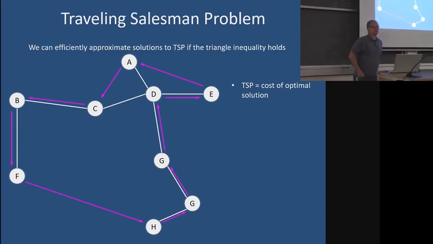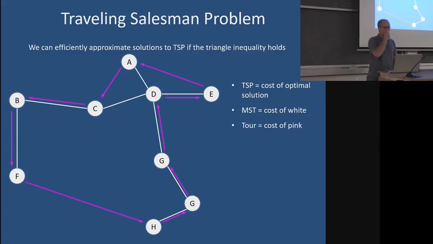So TSP, let's let that stand for the cost of the optimal solution. I don't know what it is, but there's an optimal solution somewhere. We'll call that TSP. MST, we'll let that stand for the cost of the minimum spanning tree, the white edges add up to MST. And tour, that is an actual tour that we found. That's the pink edges up there.